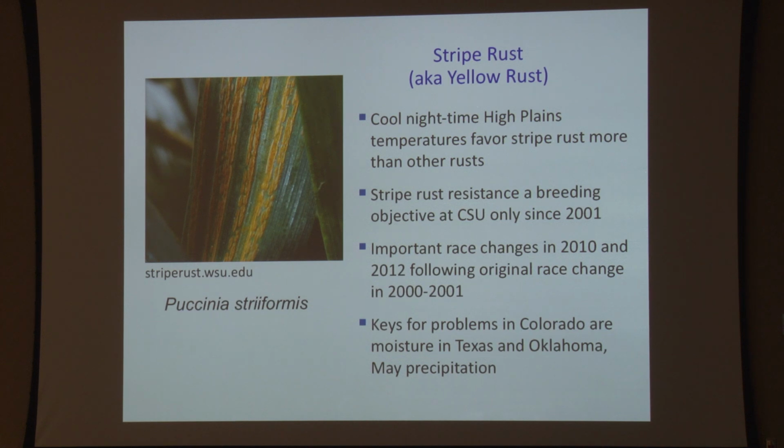The keys for the problem in Colorado are moisture in Texas and Oklahoma, and precipitation here in May. So rust is a disease where the spores blow up from other states. If there was poor development in Texas and Oklahoma, we probably wouldn't see much here. But reconnaissance is very important with rust disease so that we start getting reports early in spring and get prepared for when it might arrive here.